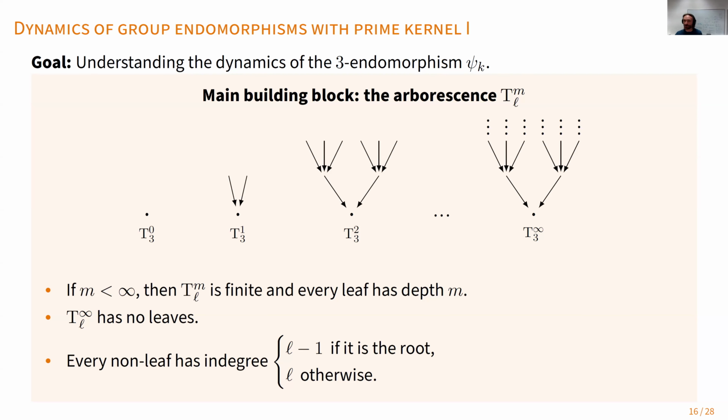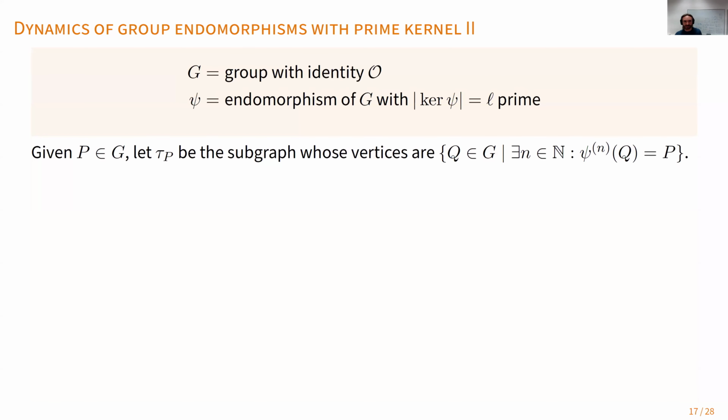Okay, the definition is given more generally for arbitrary L, but of course in our situation, we will need L equals 3. So let's take this as a more general exercise. We have a group. It doesn't matter if the group is finite or not. And we have an endomorphism over this group whose kernel is prime. So again, L is 3 in our case.